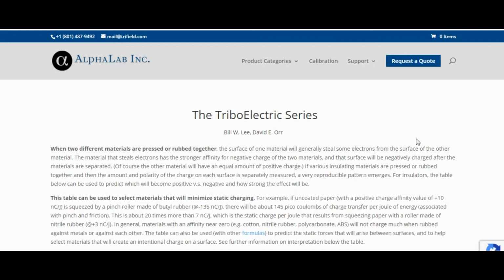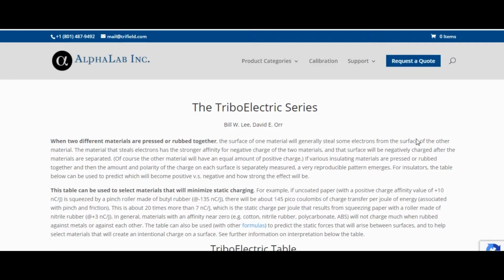They say that this table can be used to select materials that can minimize static charging. So they're actually trying to get people to know how to use the Triboelectric series to select materials that will minimize static charge. So now let us look at this table.